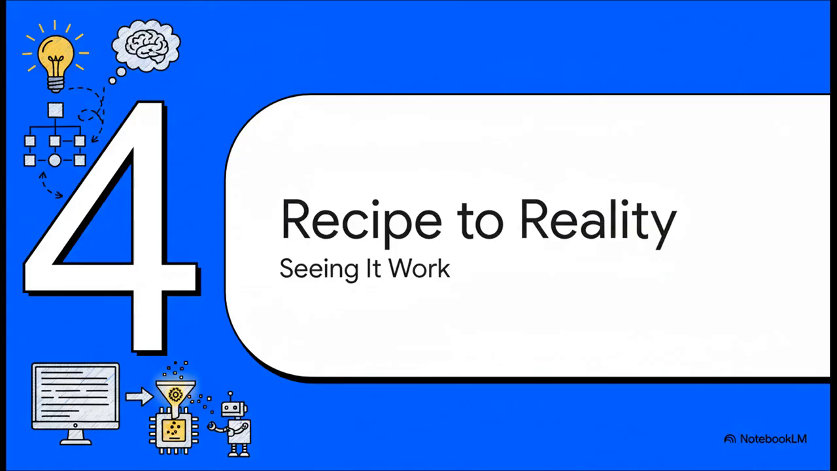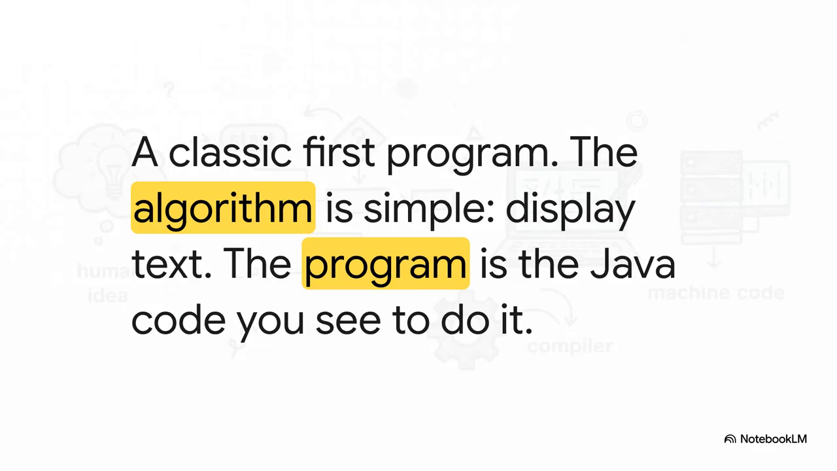So let's put this all together. Let's see this entire process, from recipe to reality, in action with a classic real-world example. Forget the sandwiches for a second. Let's look at some actual code. This right here is almost always the very first program a person writes when they're learning a new language. The algorithm is super simple. Just make the words "Hello World" appear on the screen. And this block of Java code is the program that gets it done.